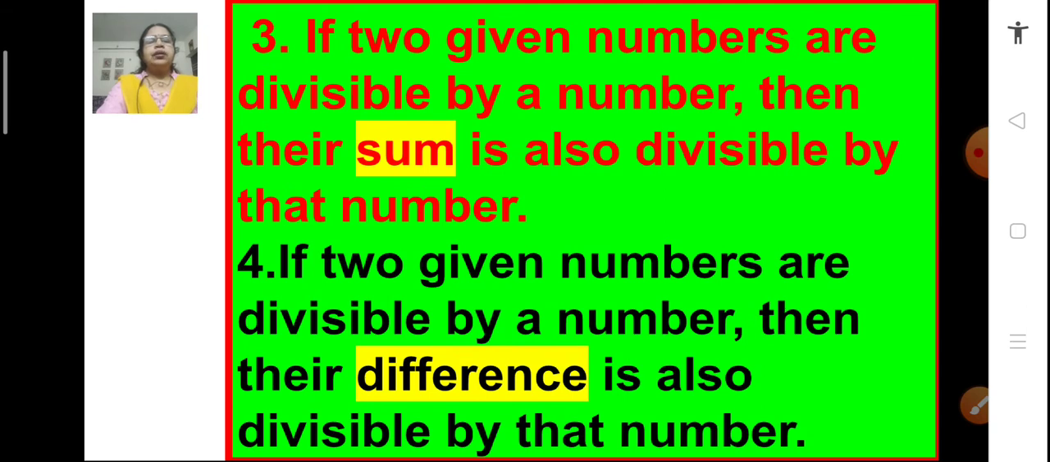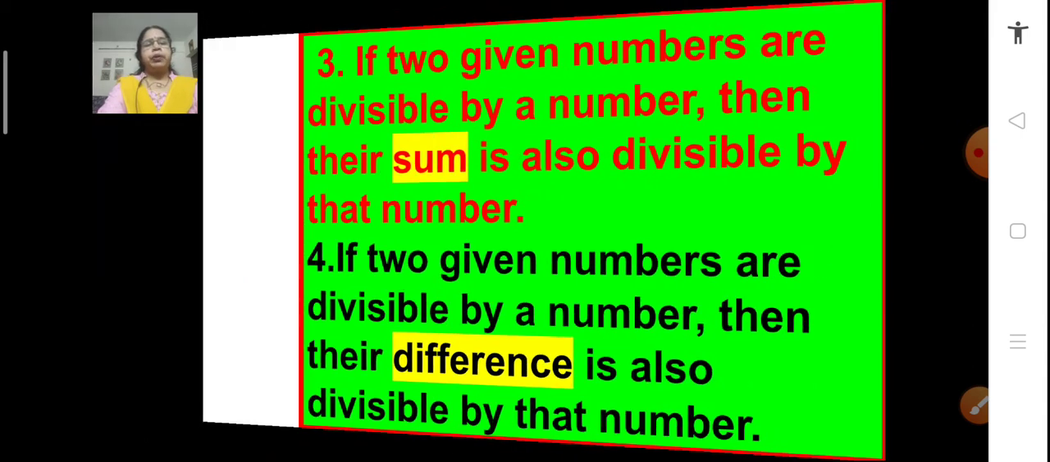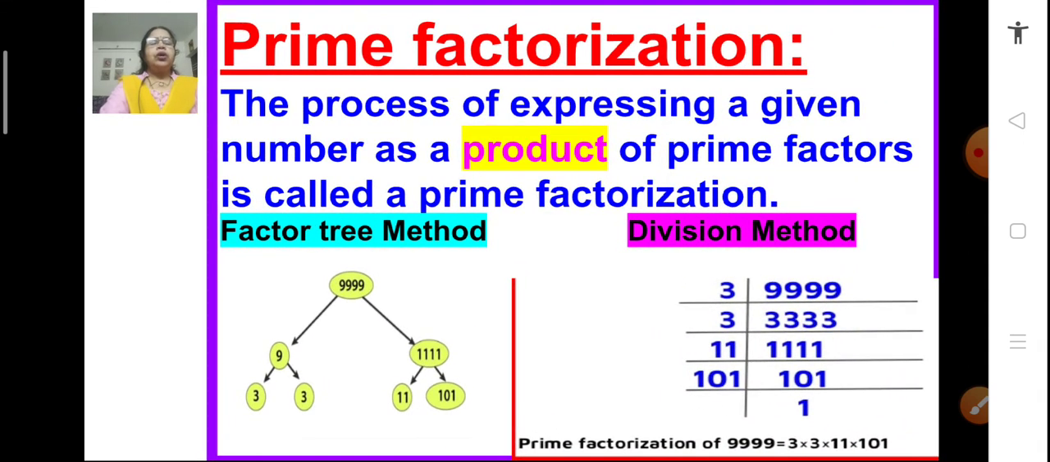Then 3, if two numbers are divisible by a number, then their sum is also divisible by that number. And 4, if two numbers are divisible by a number, then their difference is also divisible by that number. Now, you learnt to prime factorize the numbers in this chapter.